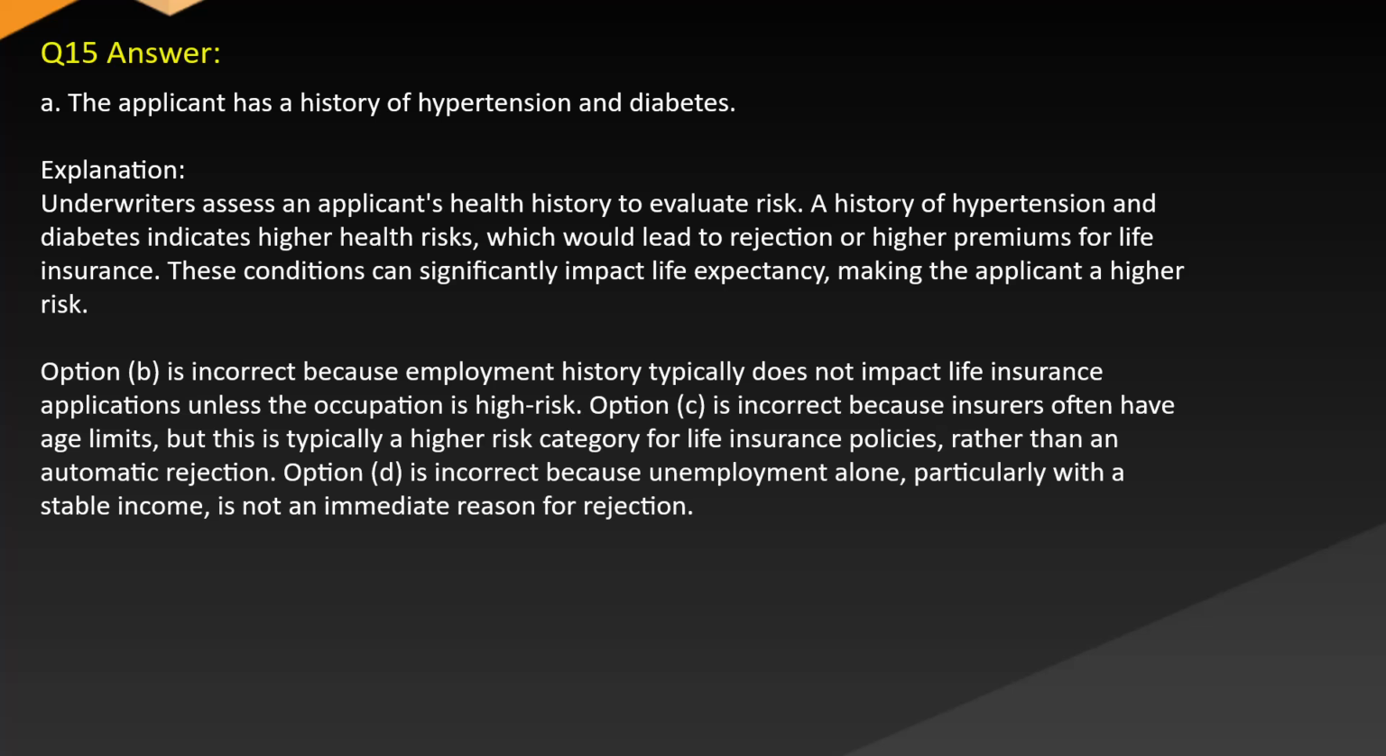Option B is incorrect because employment history typically does not impact life insurance applications unless the occupation is high risk. Option C is incorrect because insurers often have age limits, but this is typically a higher risk category for life insurance policies rather than an automatic rejection. Option D is incorrect because unemployment alone, particularly with a stable income, is not an immediate reason for rejection.